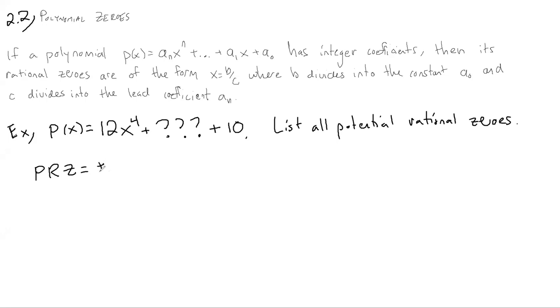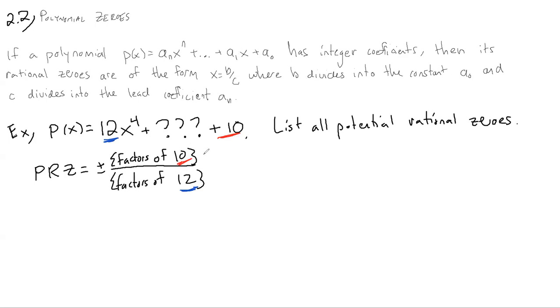Just as before, we'll set this up as a plus or minus. The list on the top will be factors of the constant, so in this case, the 10. And then divided by factors of the lead coefficient, so in this case, the 12. Again, if the lead coefficient was 1, it would just be 1 on the bottom, so we wouldn't really have anything else.